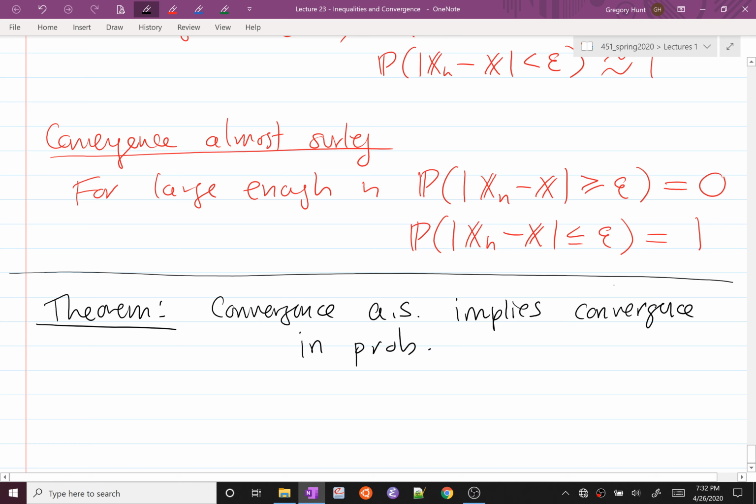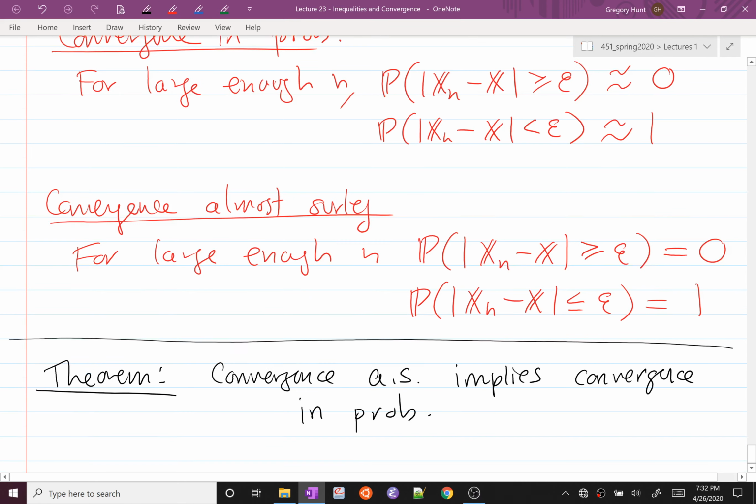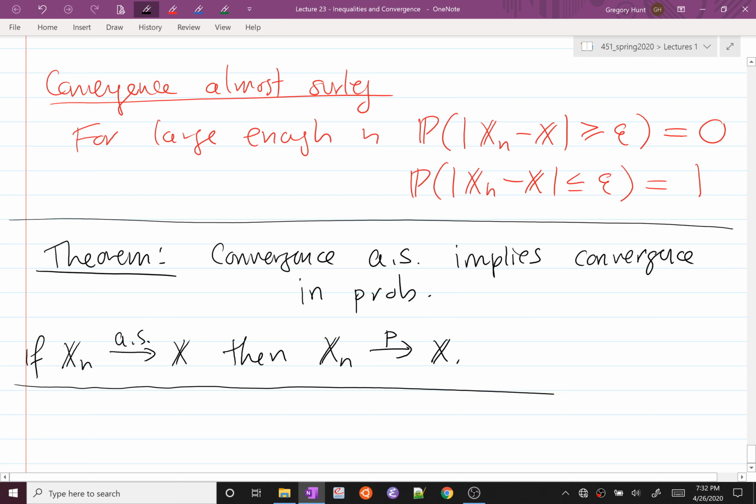If for a large enough n these probabilities are either 0 or 1, then it has to be that in the limit it's 0 or 1. So I could write this more formally: if xn converges almost surely to x, then xn converges in probability to x. So that's the theorem. We're not going to prove it, but it is nonetheless true, and the fact above hopefully will help.